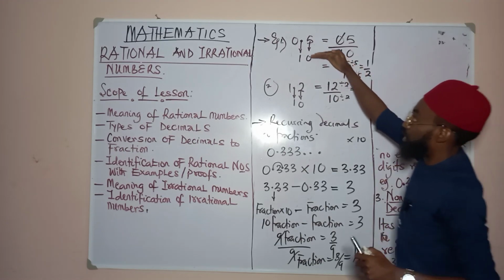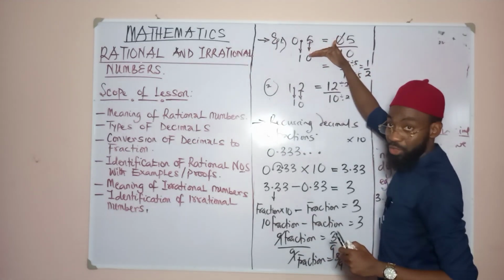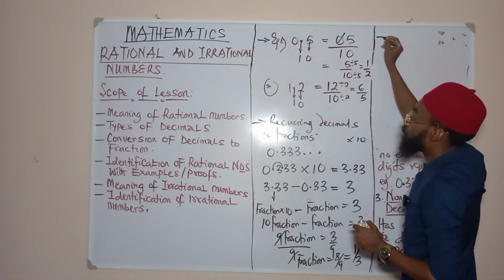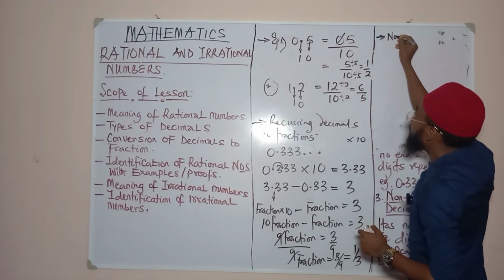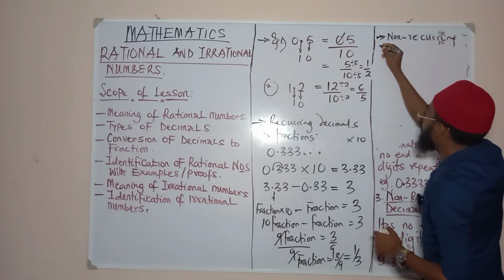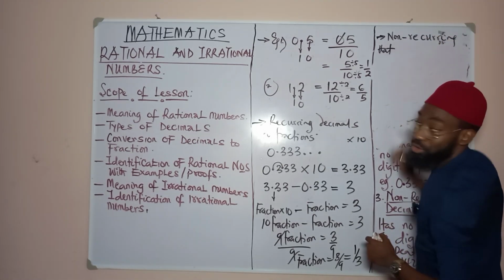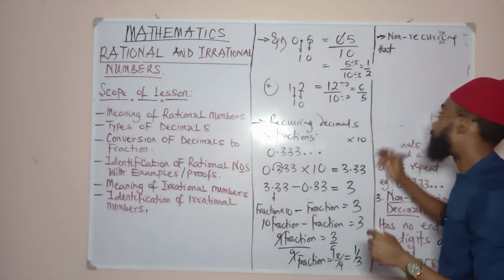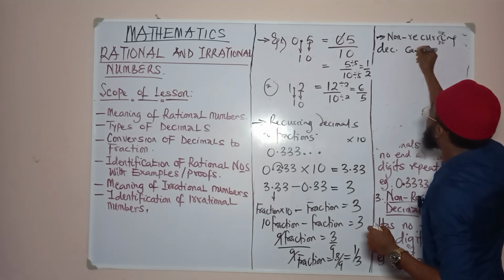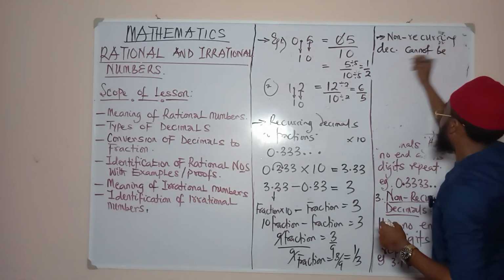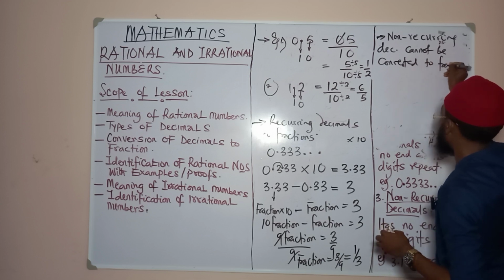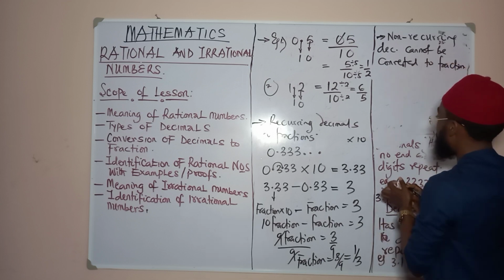Now, remember we started with talking about how to convert decimals to fractions. We talked about the terminating, we've talked about the recurring. How do we convert non-recurring decimals? Note this: non-recurring decimals cannot be converted to fractions. They cannot be converted to fractions. Okay, so we are done with that.